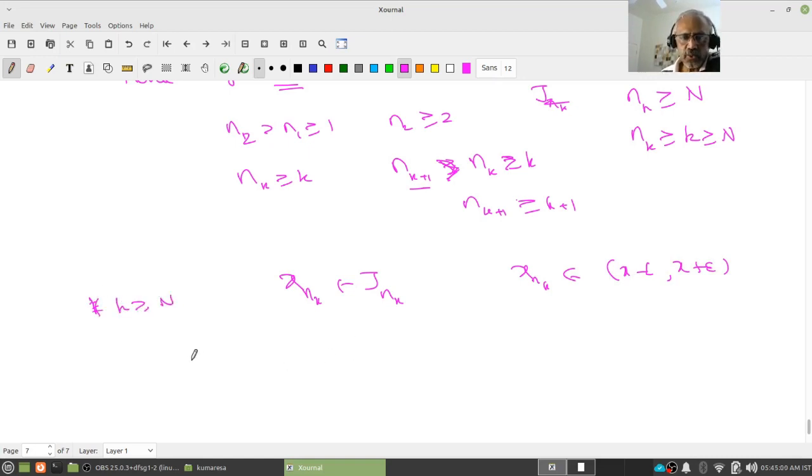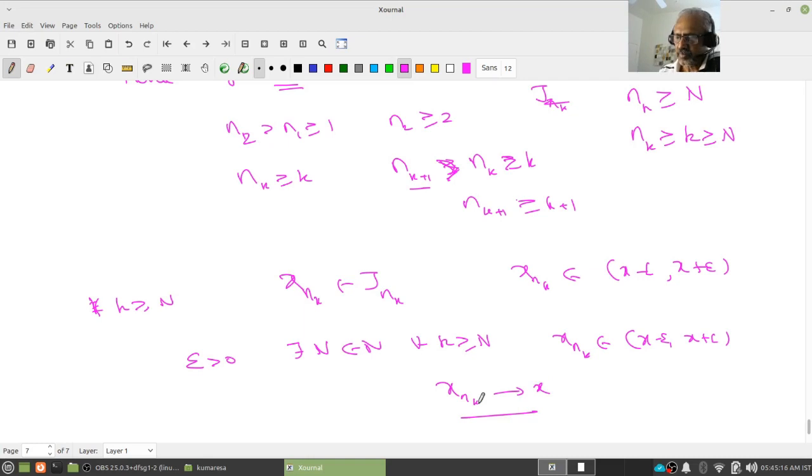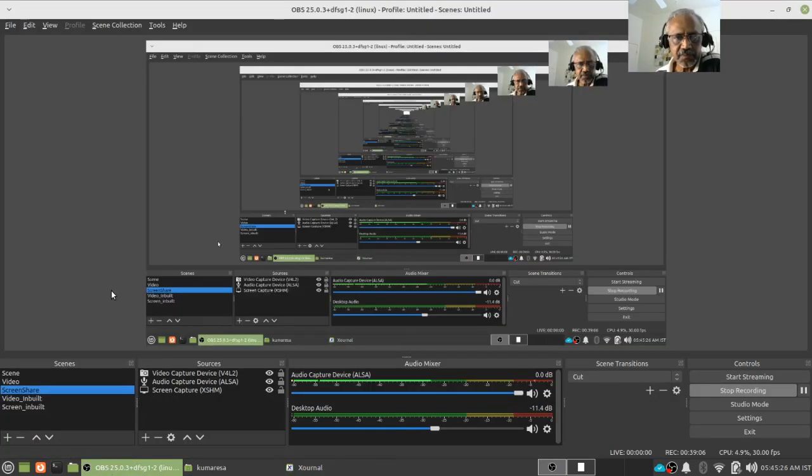So you gave me an epsilon positive. I found a natural number n, so that for all k greater than or equal to n, x_{n_k} lies in (x minus epsilon, x plus epsilon). That means x_{n_k} converges to x. Thus I found a subsequence which is convergent.